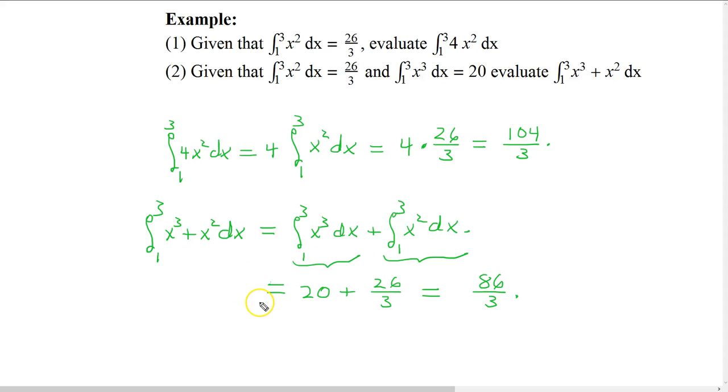And that concludes our discussion of some basic properties for the definite integral.